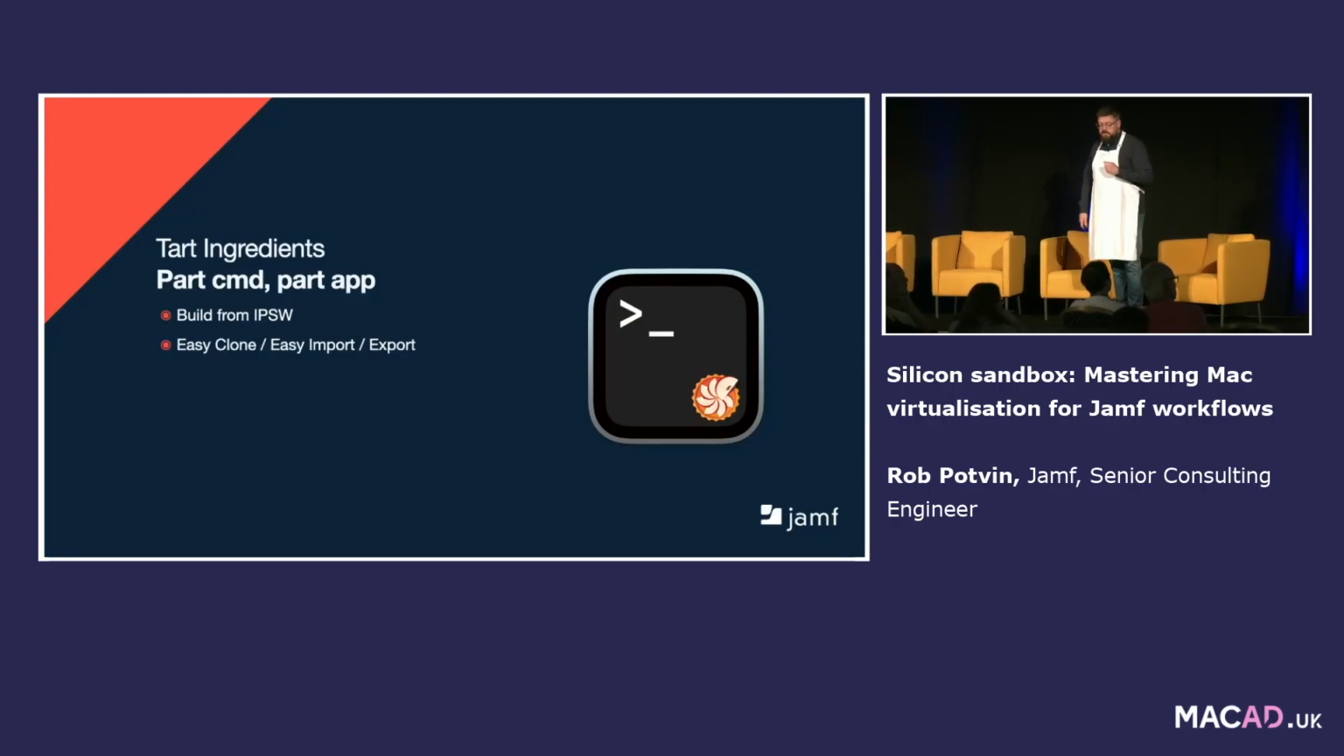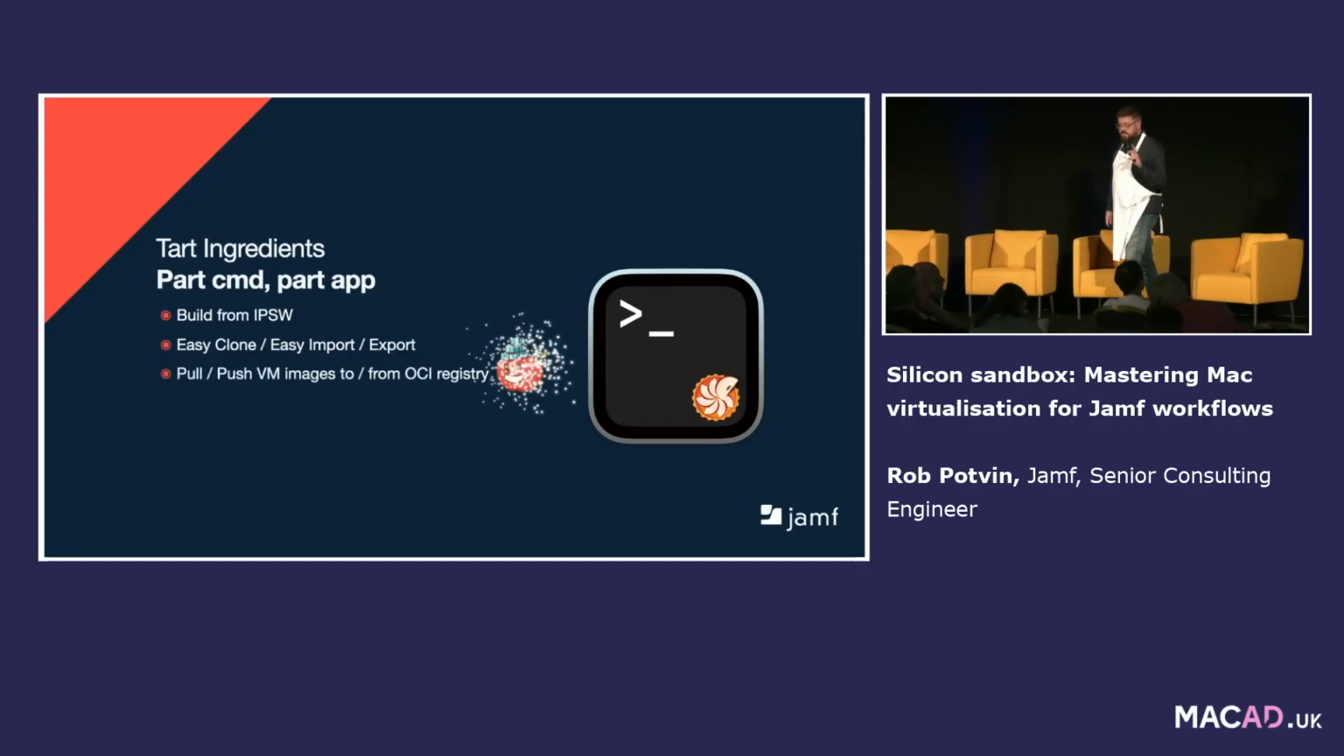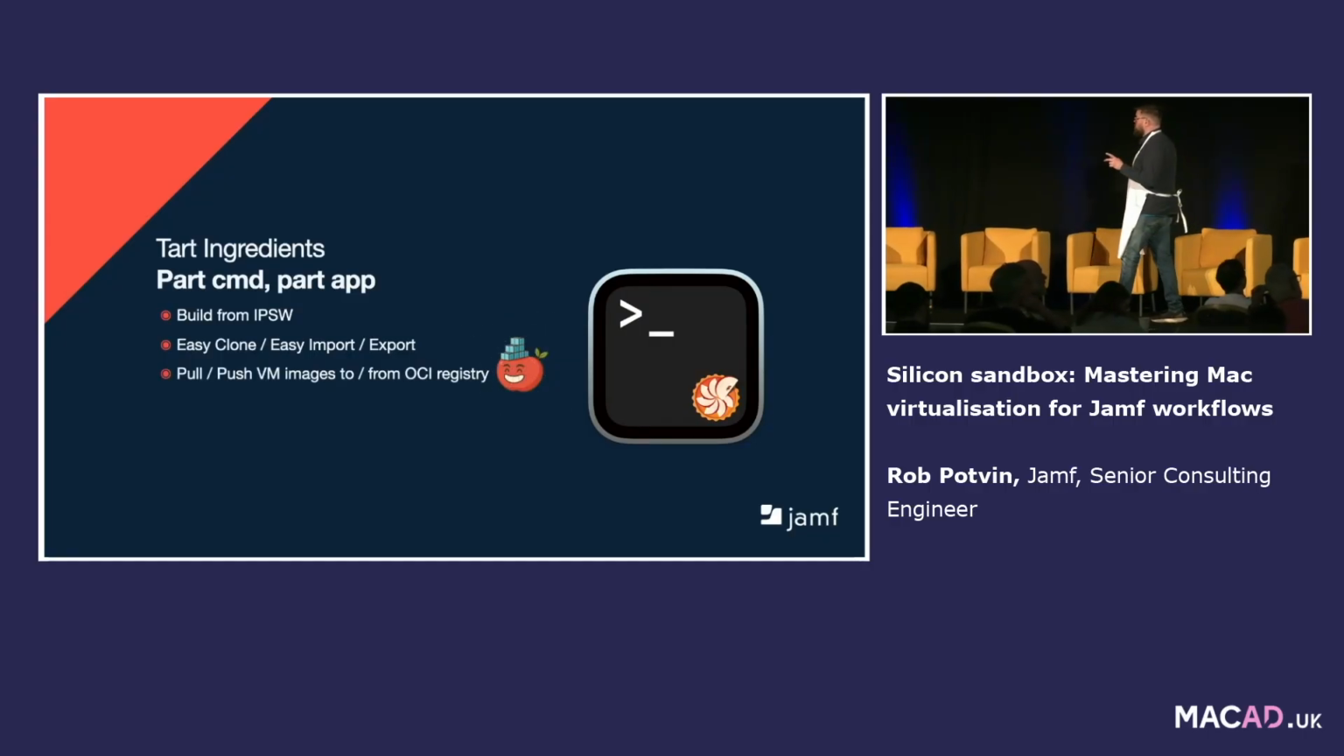So our ingredients, we can build from an IPSW just like those traditional ones, right? Once we build from an IPSW, we can clone, we can easily import, we can easily export, all from the command line. So again, scriptability, automation, pretty easy. The secret sauce, the secret ingredient, is OCI registries.